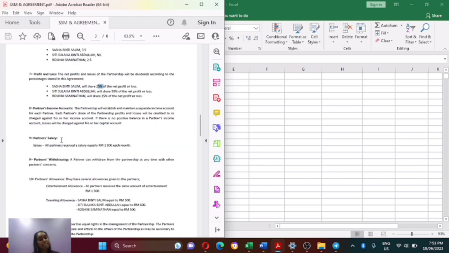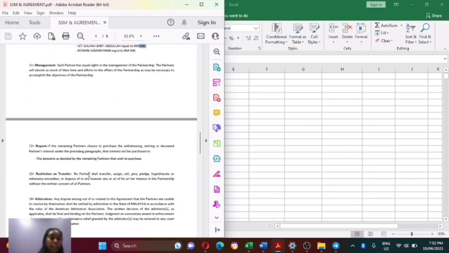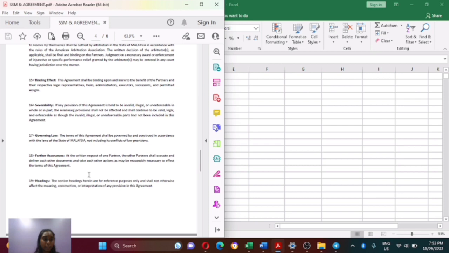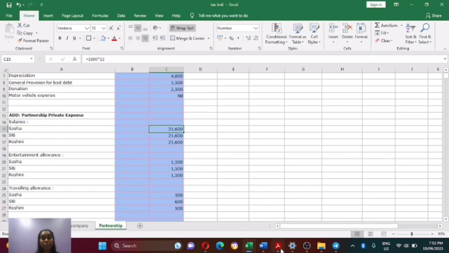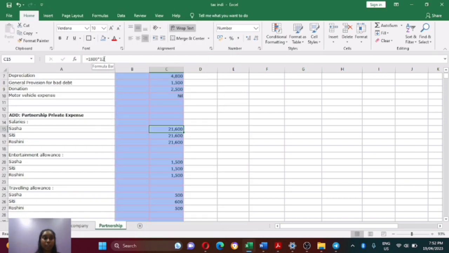There is also a salary for every partner, which is divided equally at 1,800 each month, and they also have allowances like entertainment allowance and traveling allowance each year. The entertainment allowance is 1,500 each year, and the traveling allowance is 500 for Shasha and Roshini, while for Siti it is 600. There is also some other information regarding the partnership salaries. As mentioned in the partnership agreement, their salary is 1,800, and I multiply it by 12 months to get the overall total salaries of the three partners.